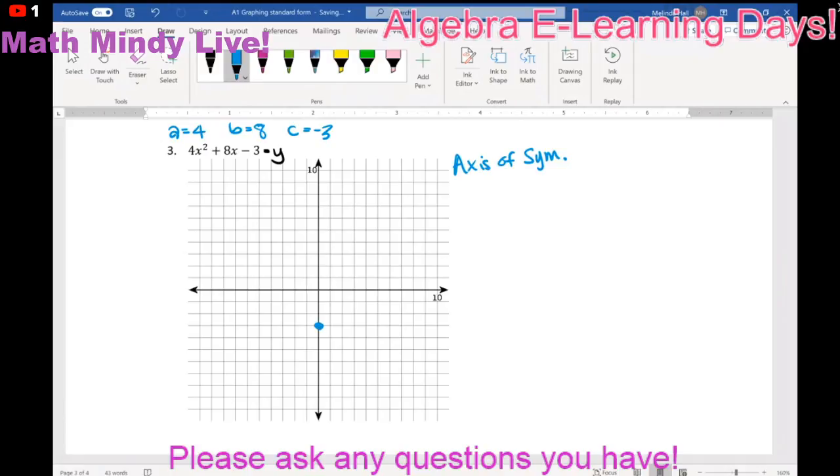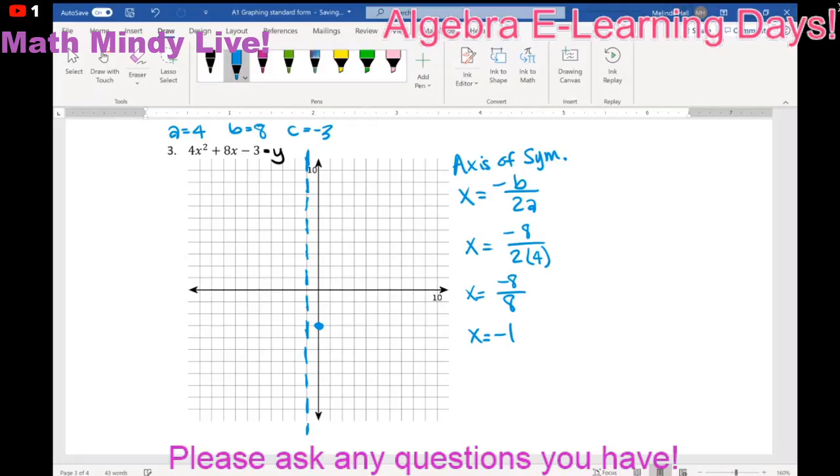And so then with that, we are going to plug in the b and the a into -b over 2a, so that we can find our axis of symmetry. And so that is going to be -8 over 2 times a, which is 4. And so then that would become -8 over 8, which is -1. And so we know that our axis of symmetry is at x equals -1. And so we would come to -1 and draw our line.